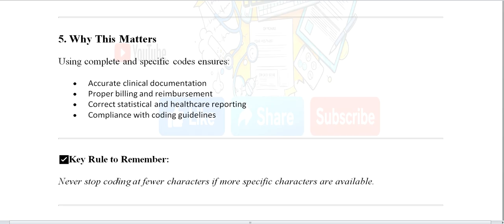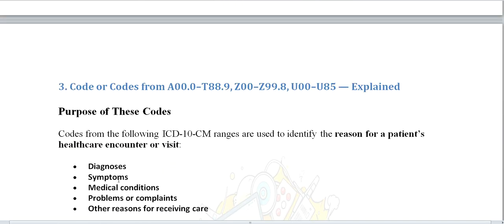So, what is the key rule for this? Remember, never stop coding at fewer characters if more specific characters are available. So, third heading, codes from A00.0, T88.9, Z99.9.